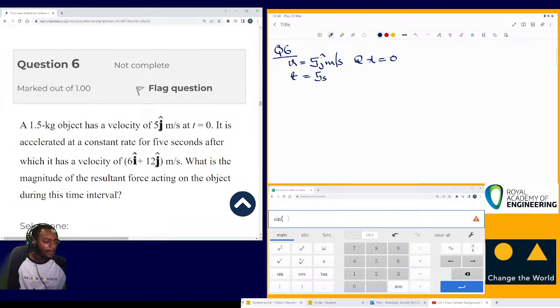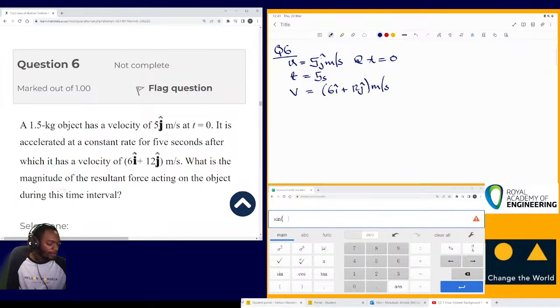What else are we given? After 5 seconds, our final velocity is 6 in the i plus 12 in the j, in meters per second, because this is velocity. What is the magnitude of the resultant force? So the question is looking for the resultant force.